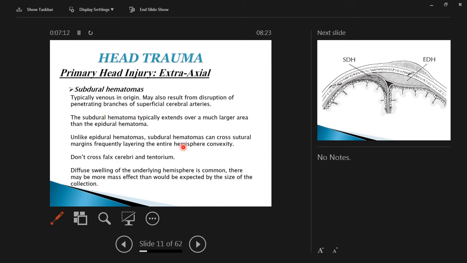The next type is subdural hematoma. These are typically venous in origin. They may also result from disruption of the penetrating branches of the superficial cerebral arteries. So, usually venous in origin, resulting from stretching or tearing of the cortical veins as they cross the subdural space. Typically, they extend over a much larger area than epidural hematomas. Unlike epidural hematomas, these can cross the sutural margins frequently, layering over the entire hemisphere convexity. But they don't cross the falx cerebri and tentorium, while the epidural may cross them. Diffuse swelling of the underlying hemisphere is common, and there may be more mass effect than would be expected from the size of the collection.